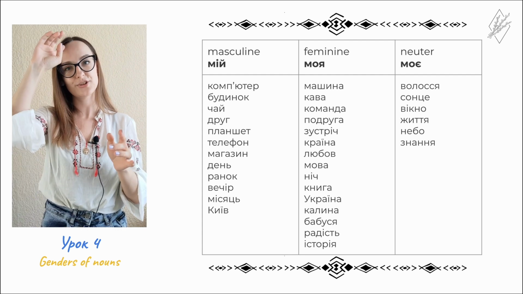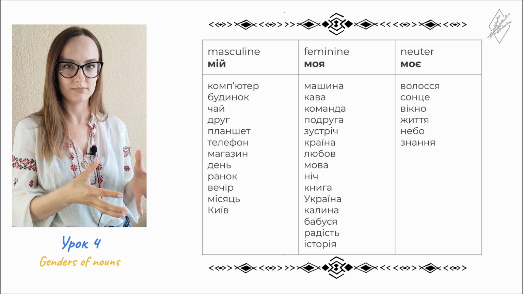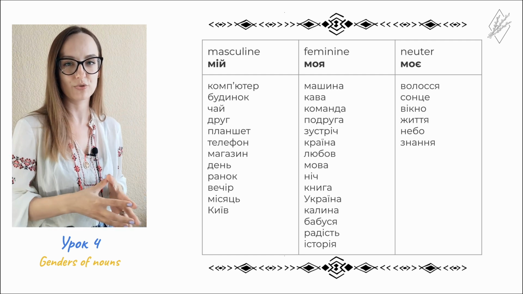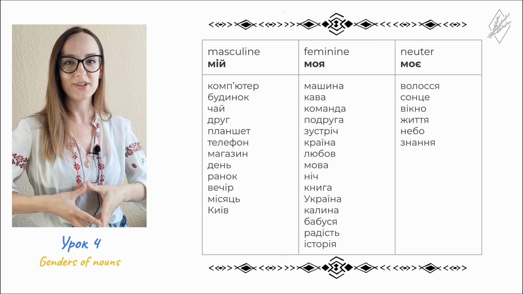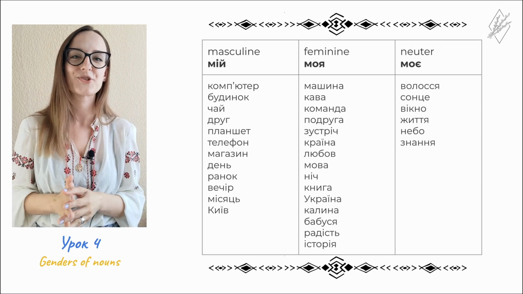And in general, that is all for today. We have learned how to define if the word is animate or inanimate and how to define the gender of the Ukrainian nouns. I hope that this lesson will help you with your Ukrainian language journey.